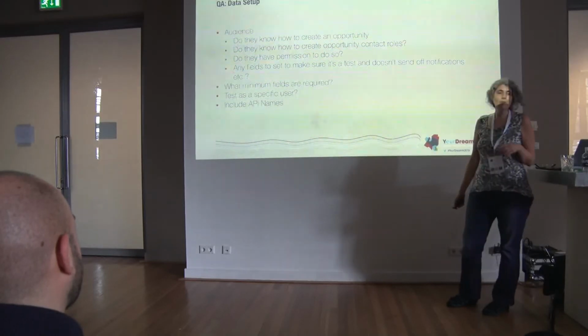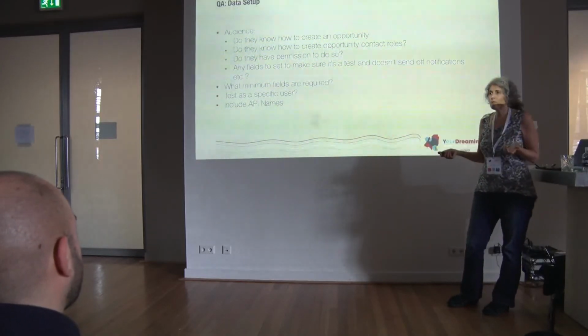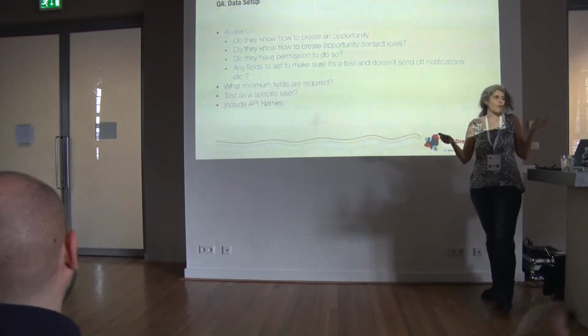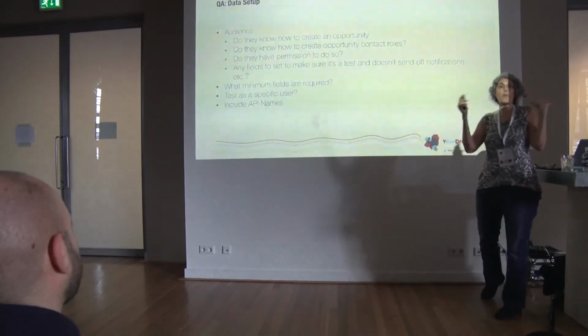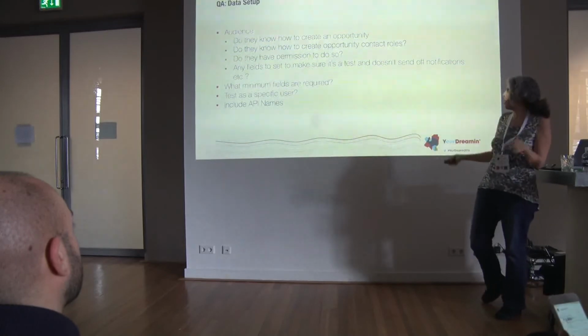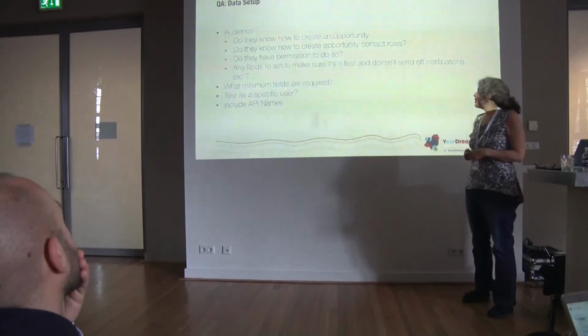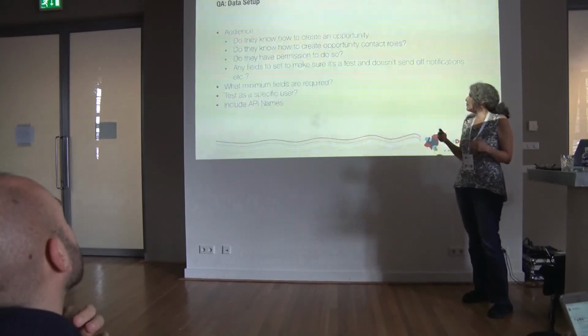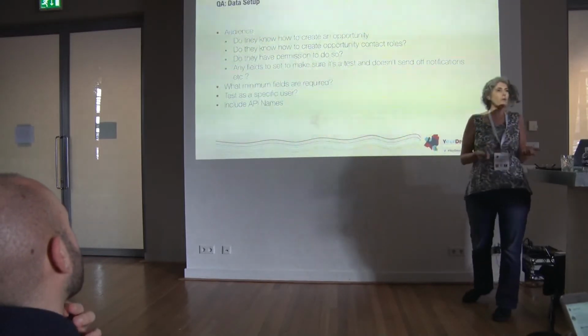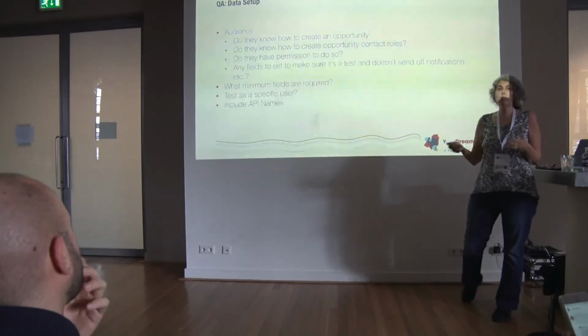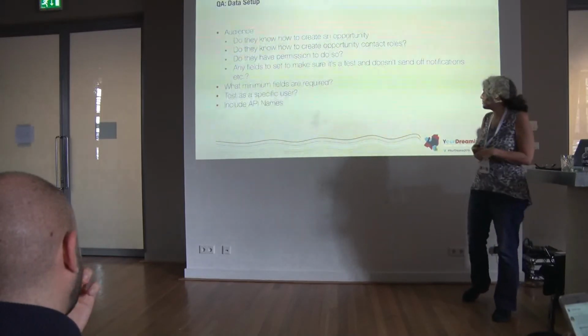Maybe there are some fields that are required to create an opportunity. Maybe in this particular org, you have to create opportunities off of a custom object, and you have to make sure these fields are populated ahead of time. Do they know how to create an opportunity contact role? Do we need to test as a specific running user? And do they know how to log in as a running user, to test as a running user?